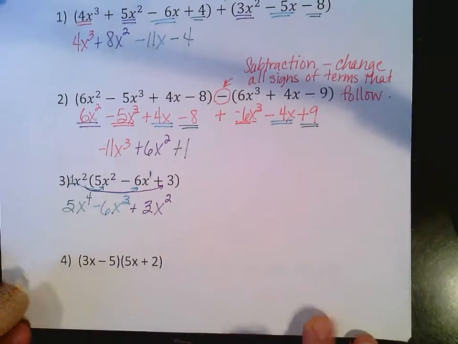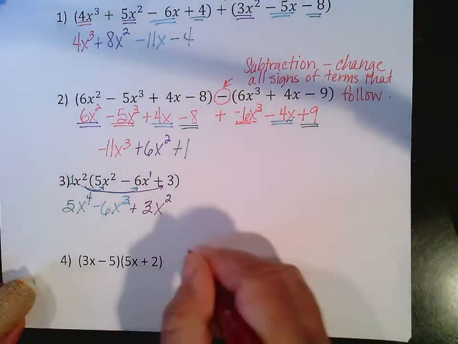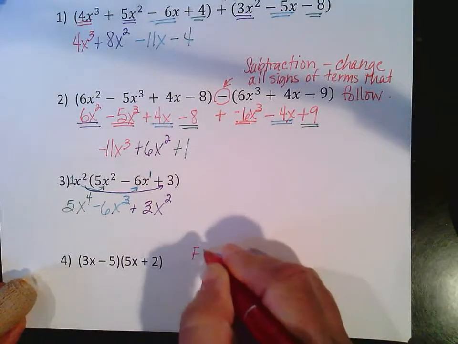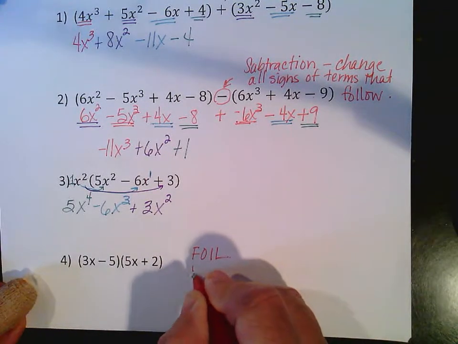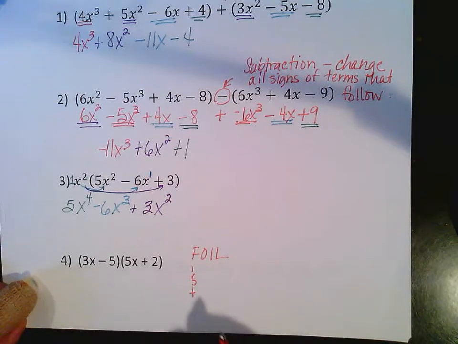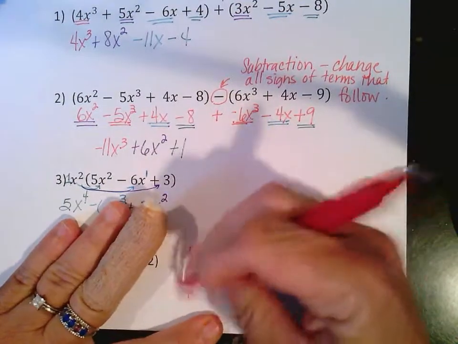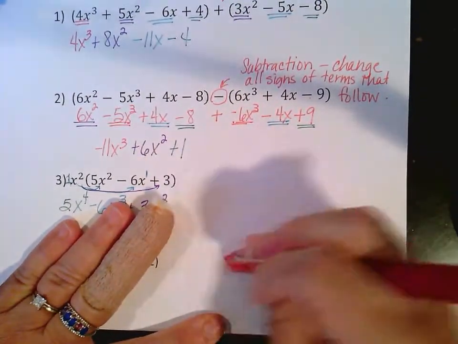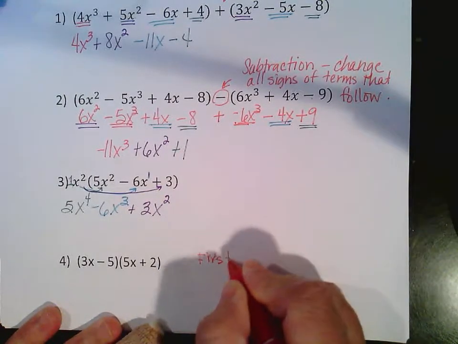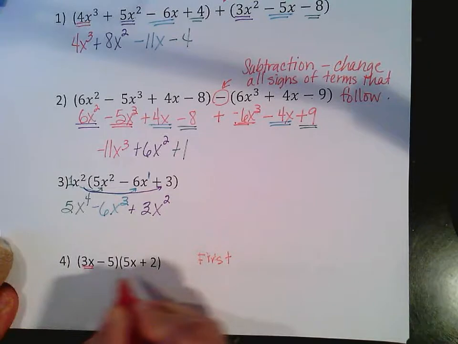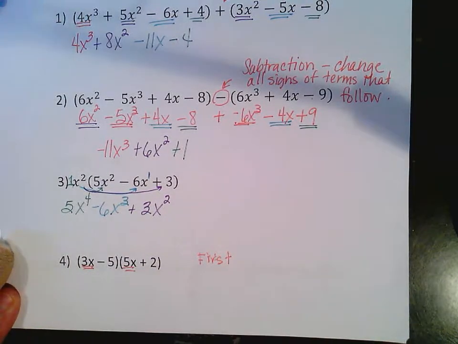Okay, when we have a binomial times a binomial, the common term that we use is FOIL. Remember, FOIL is first, so we multiply the two first terms together. Actually, I'm going to do this just a little bit different. I'm going to do it color coordinated a little bit for you. So F is my first term. That means I'm taking the first term of each parentheses and multiplying them together.